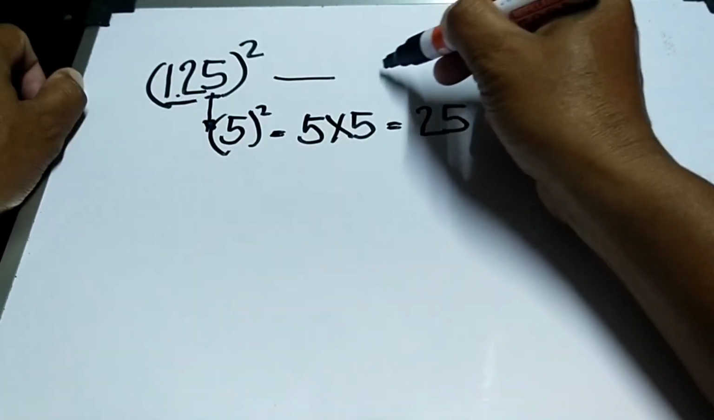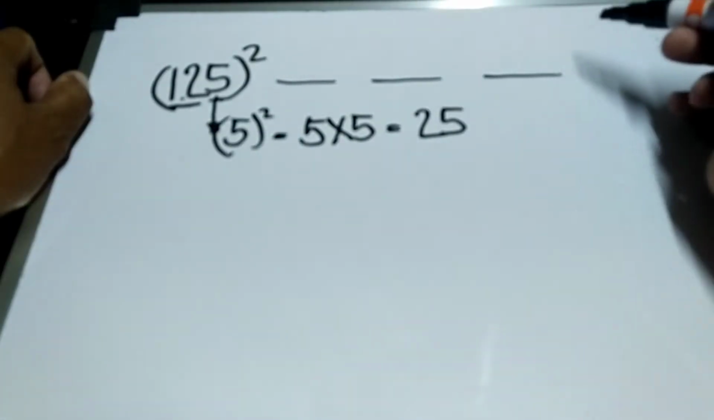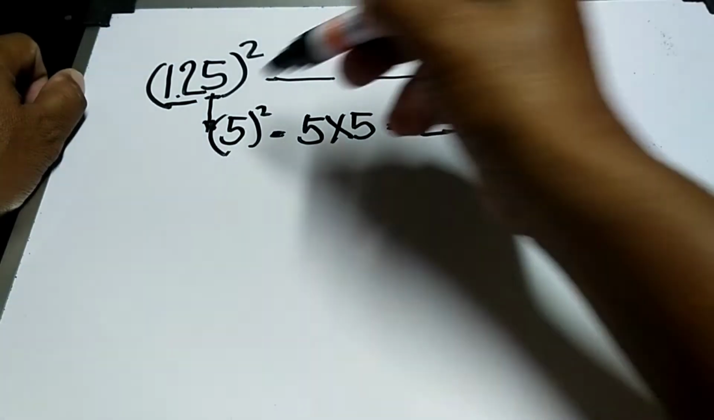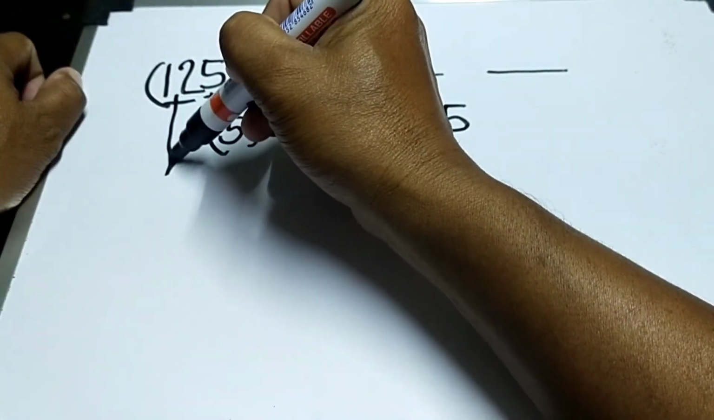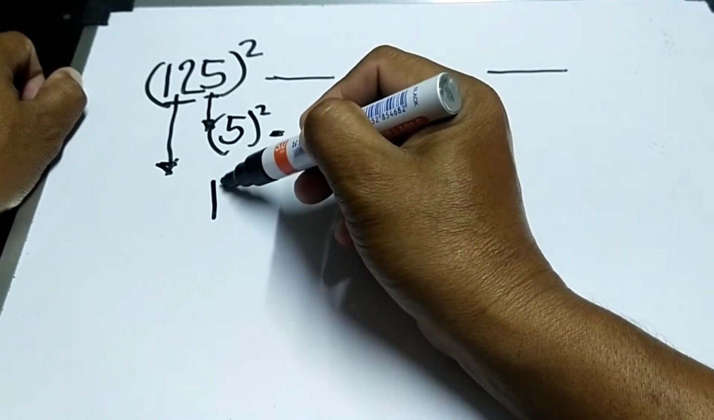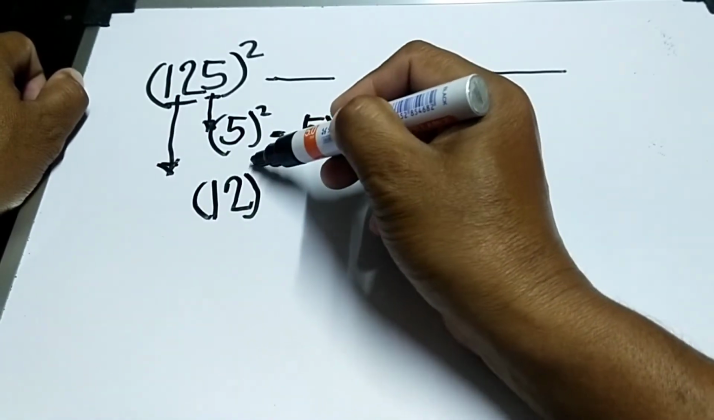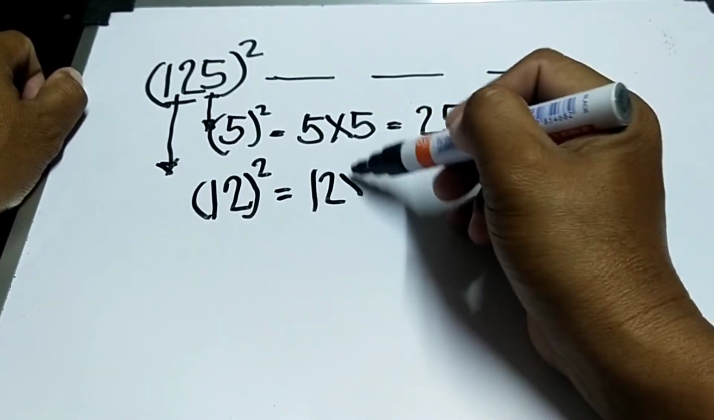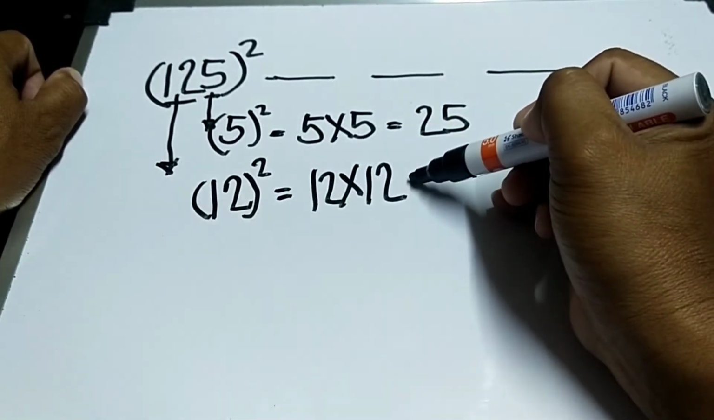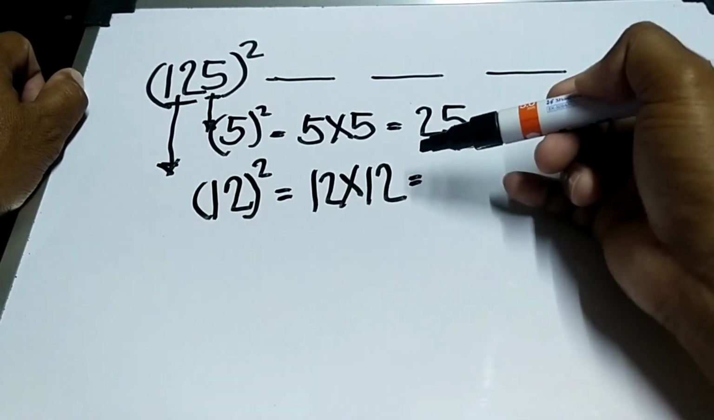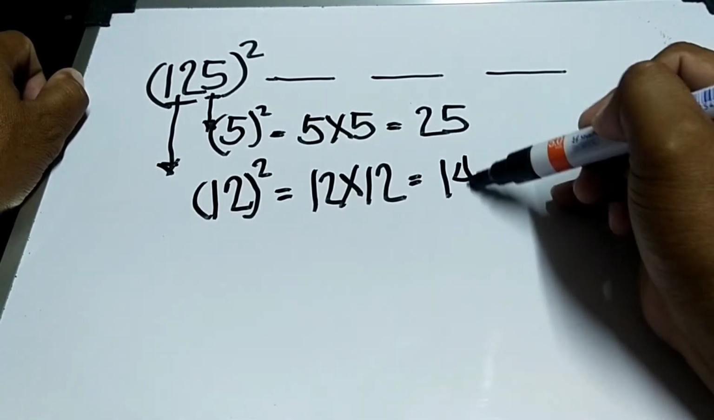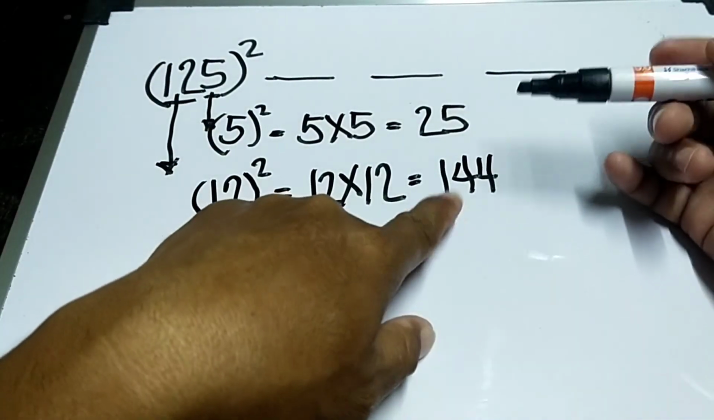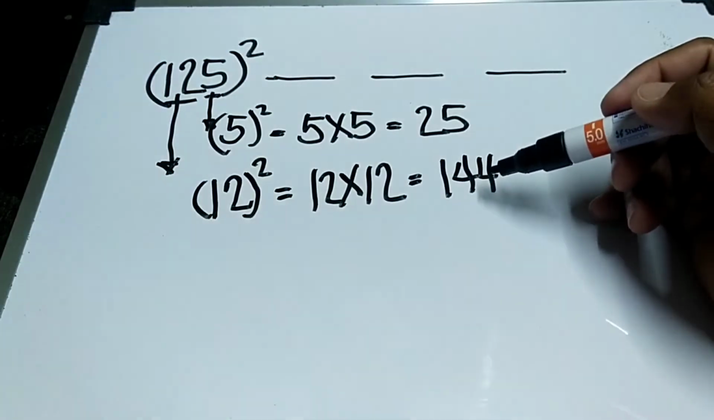So, I will write these 3 lines. And then, square also 12. Okay? So, this is equals to 12 times 12, which is equals to 144. Did you get the same answer, guys? So, very good. This is 144.